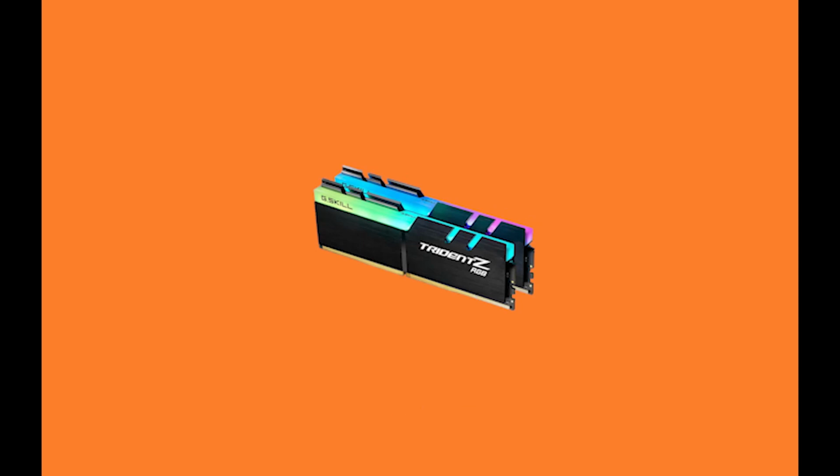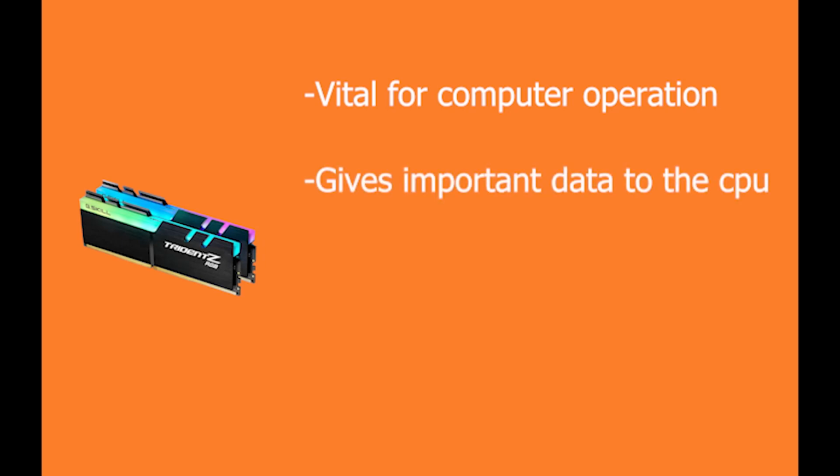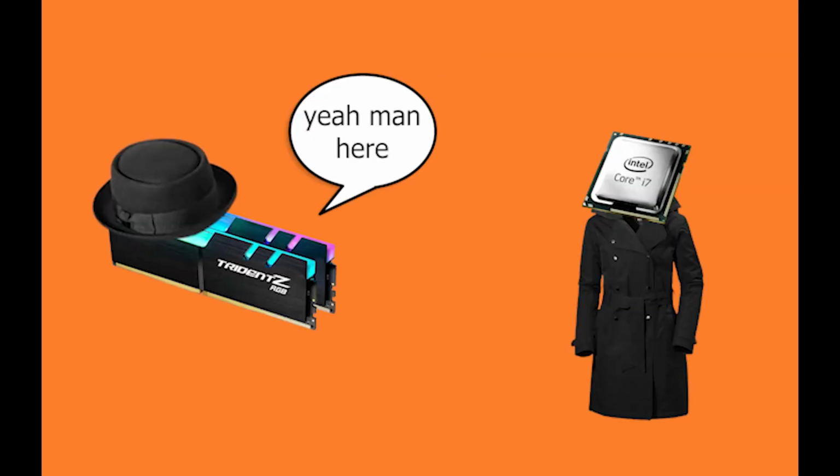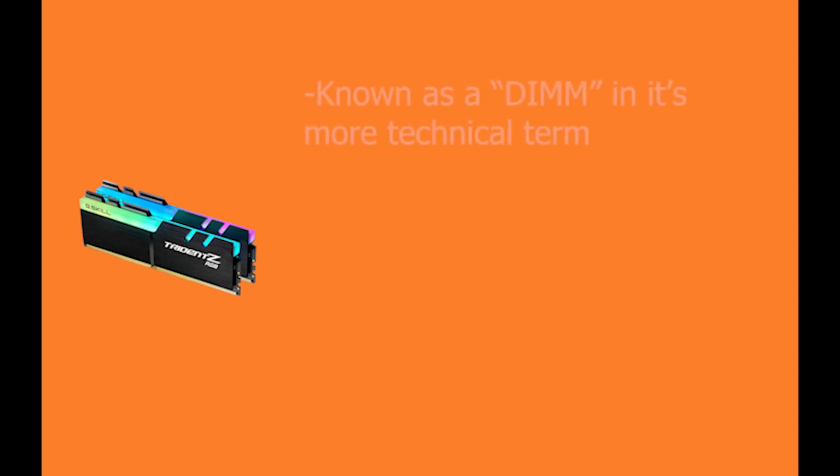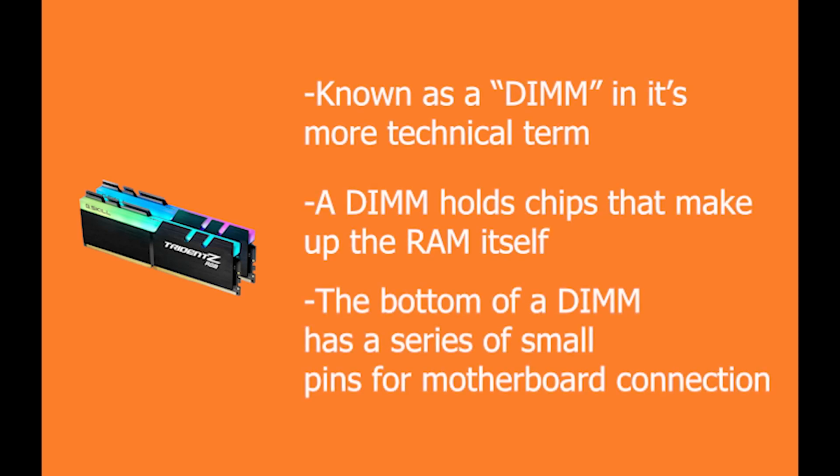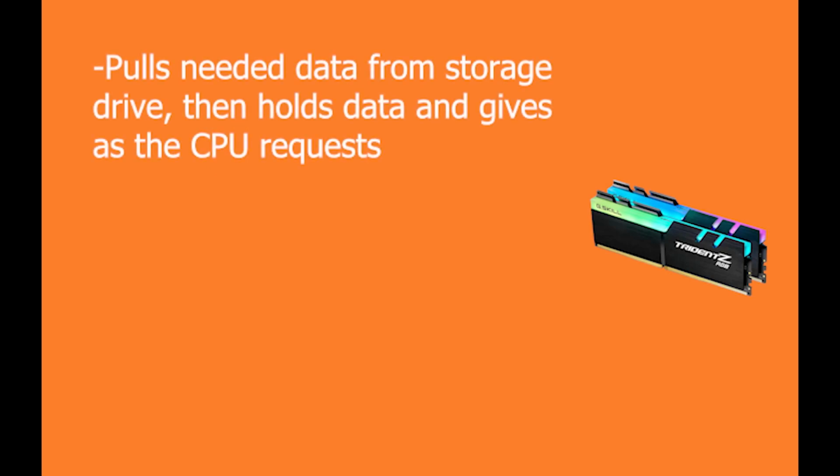Random access memory, or RAM for short, plays a vital role in the operation of any computer. As mentioned before, it feeds data to the CPU so that the processor can execute functions. A stick of RAM, or a DIMM in its technical term, hosts the small chips and connector pins necessary for the module to operate. Before feeding data to the central processor, the RAM loads what's needed from the hard drive where the program is stored.